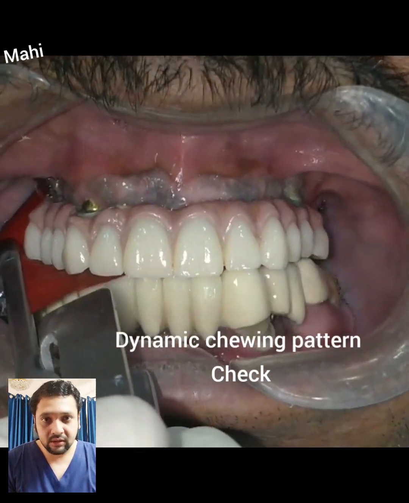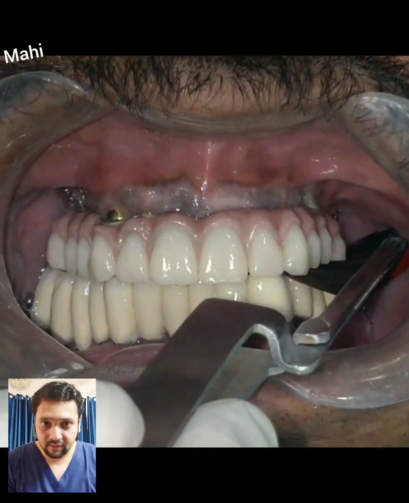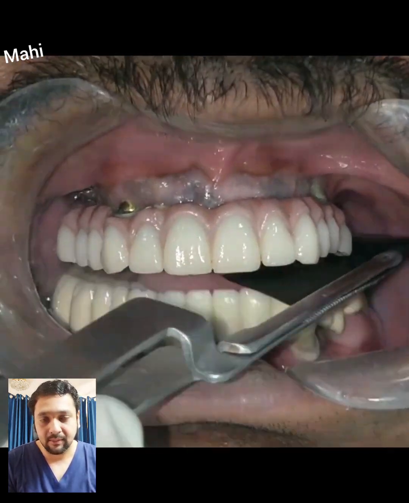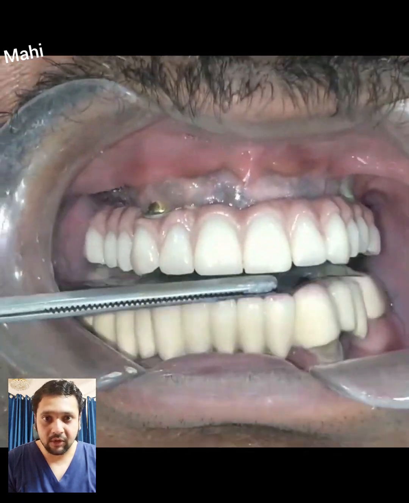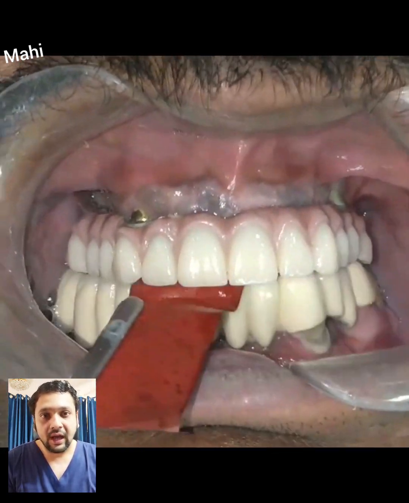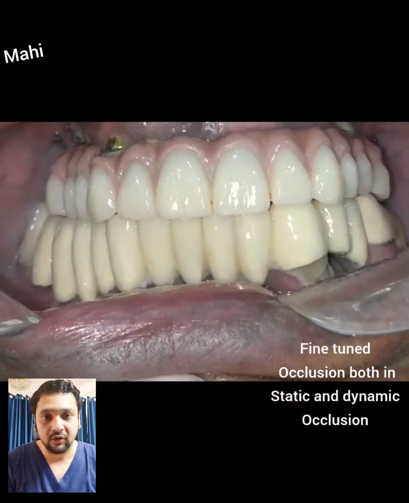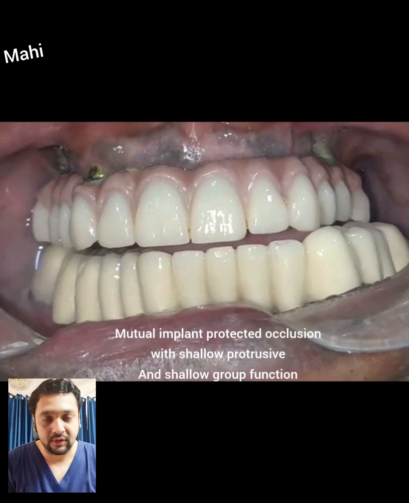But for a beginner who is going with the digital concept, I would advise you to go with a verification jig also. Make sure that it is passive and then go ahead with PMMA trial. For me, I'm not going ahead with a verification jig because I'm quite confident of how I'm dealing with the case, and I know that the PMMA trial that I get would be passive enough.